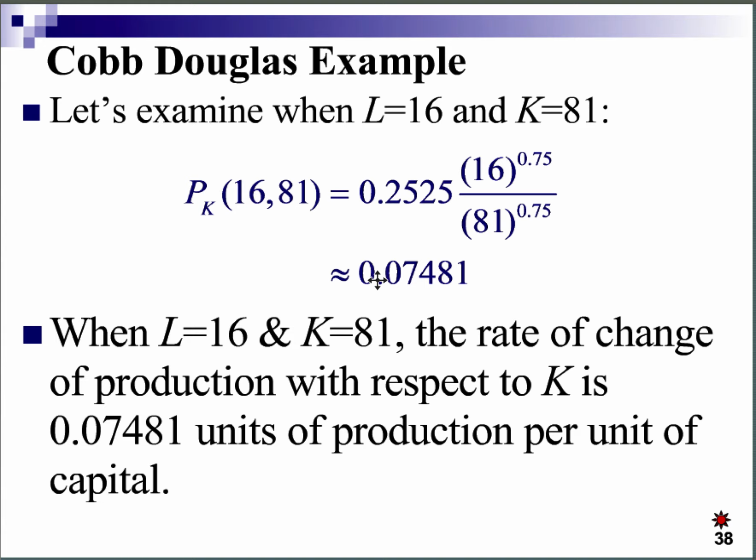So all other things being equal, if you're at this combination of labor and capital, L equals 16 and K equals 81, and you have only 1 unit to invest in either labor or capital, assuming that they both cost the same, then you'd want to invest it into labor because that would give you more production for that additional investment into labor. So this example gives you some idea of how we can use derivatives to make decisions, to figure out what's going on.